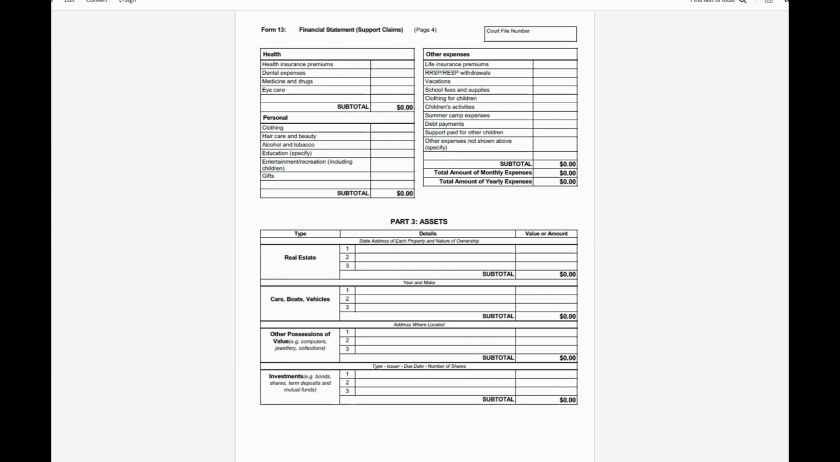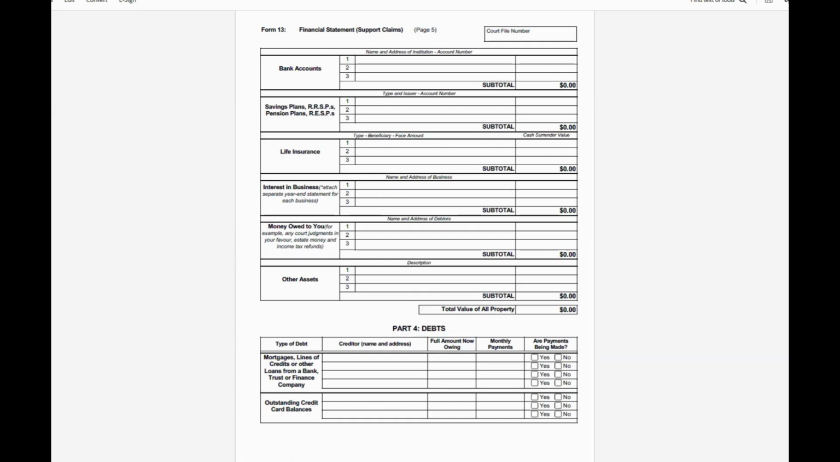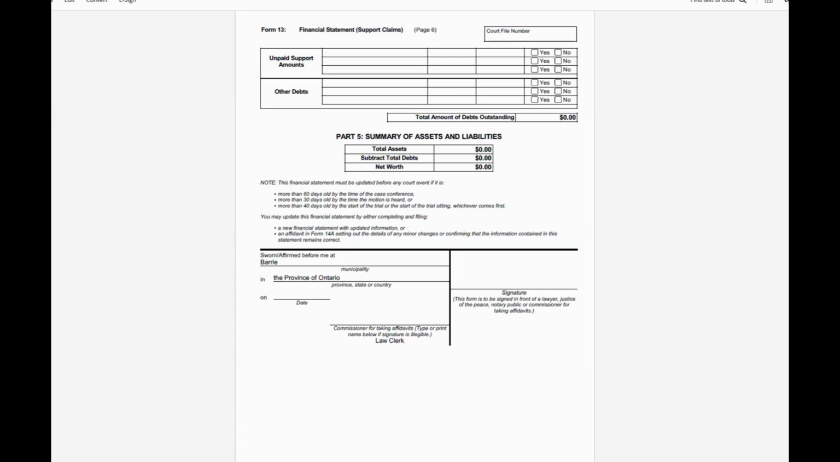Make sure that you have your notices of assessment for the last 3 years. You can get that from CRA. If you don't have it, you need to attach it. Again, if you don't attach it, the court will not take your response. So this also needs to be signed in front of a Commissioner of Oath.